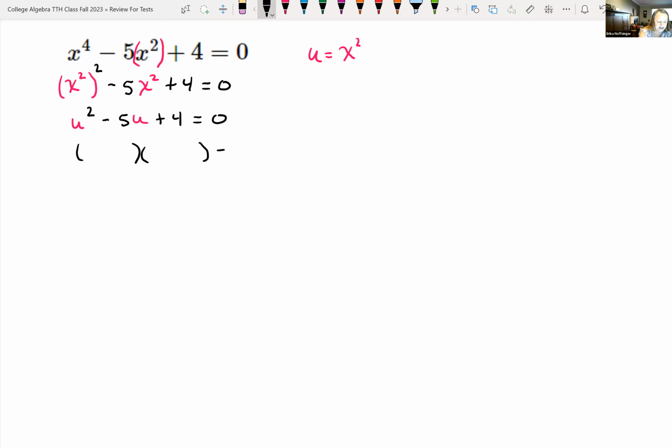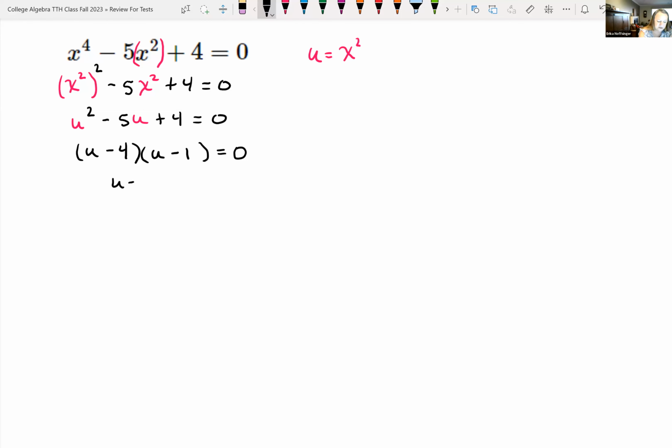So this is quadratic. I would see if it's factorable, which it is. There are 2 numbers that multiply to give me my constant 4, and that would add together to give me negative 5, and that would be negative 1 and negative 4. So we have u minus 4 all times the quantity u minus 1.